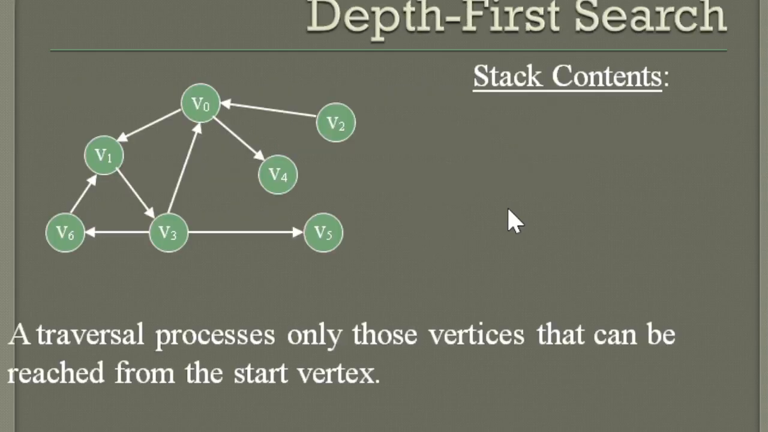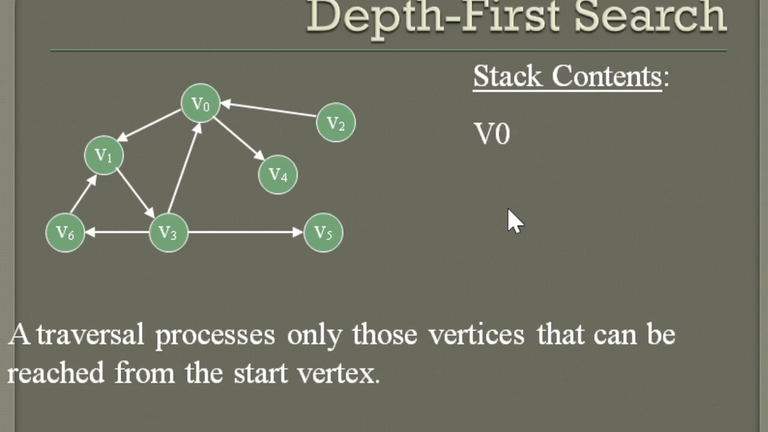Let us consider this example. It is a graph consisting of 7 nodes, that is V0, V1, V2, V3, V4, V5 and V6. This is a directed graph. In depth first traversal, we use a stack data structure, so push and pop operations are used. In this graph, we can select any node as the starting node. So we can start with V0 as the starting node.